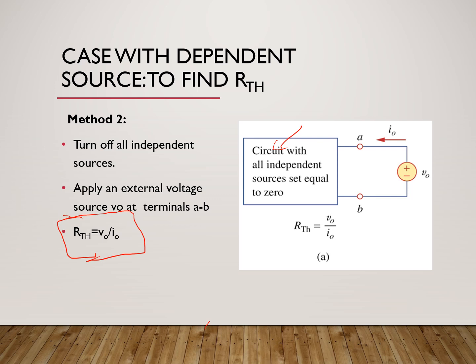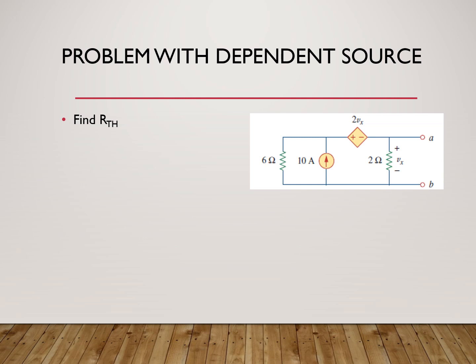Depending upon whichever is convenient, you use one of the methods to find RTH when there are dependent sources. Now, we have a problem where we have to find RTH and there is a dependent source in the circuit. There are two methods which we already spoke about, and we'll find it using both. Method 1 is to find RTH using VTH and I Norton, so VTH divided by I Norton. I have to find VTH and I Norton.